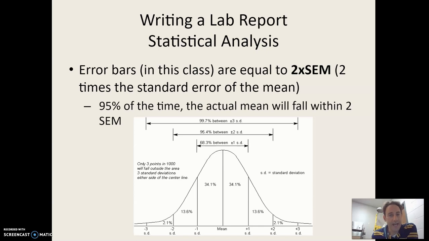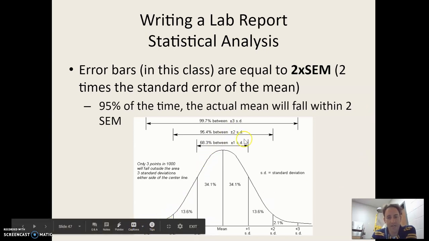Okay, in this class, the error bars will always be equal to 2 times the standard error of the mean. So you basically take that value, multiply it by 2, and then go above the mean and below the mean with that value. 95% of the time, the actual mean, whatever the real value is, will fall within 2 standard errors of the mean. And you can kind of see on this bar graph, this is your range of data.